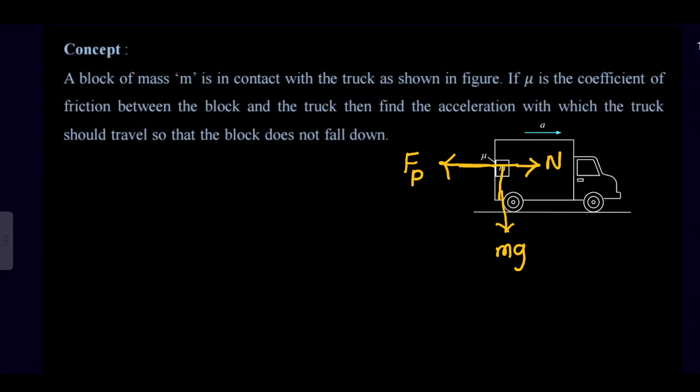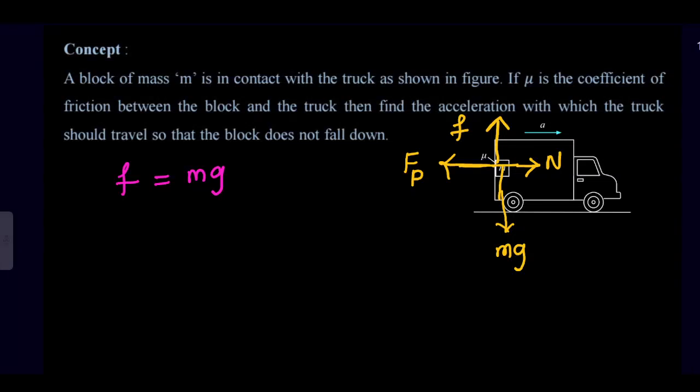And now, in which direction can the body fall? Downward direction. So friction is in which direction? Upward direction, as it opposes the motion of the body. Now here they are saying that the body should not fall down. What does that mean? The upward force has to balance the downward force. That means the friction should be equal to mg. Then the block will not fall down.